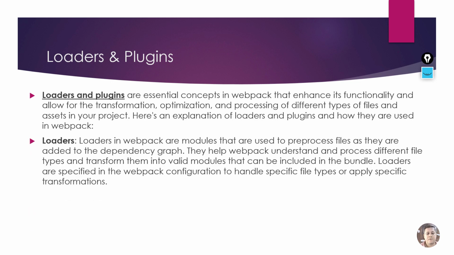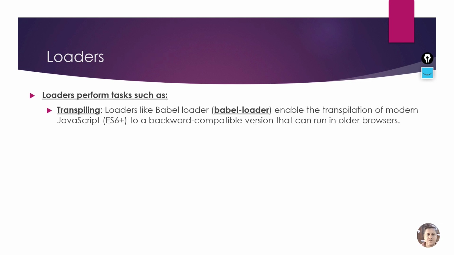Loaders in Webpack are modules that are used to pre-process files as they are added to the dependency graph. I told you about the dependency graph. Now, pre-process means it creates the static file before execution, at the time of compilation. They help Webpack understand and process different file types and transform them into valid modules that can be included in the bundle. They are specified in the Webpack configuration to handle specific file types. So we need to mention which file type the Webpack loader needs to consider. You will understand in the next example.